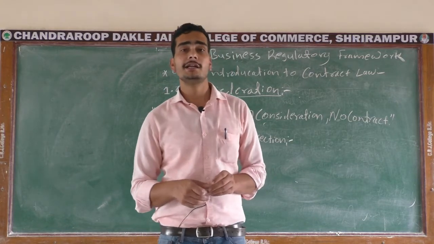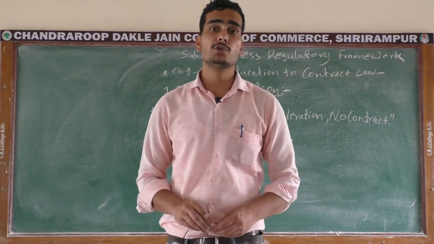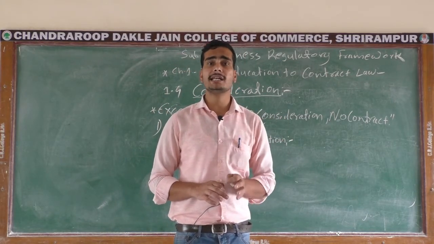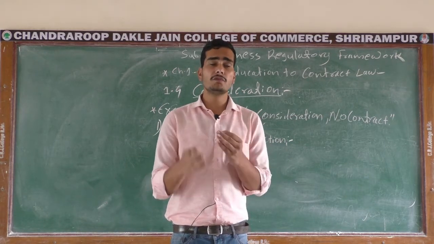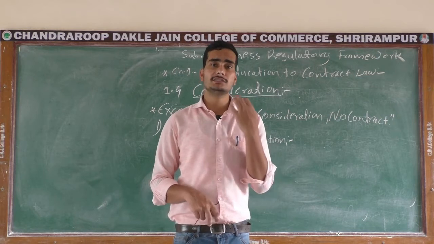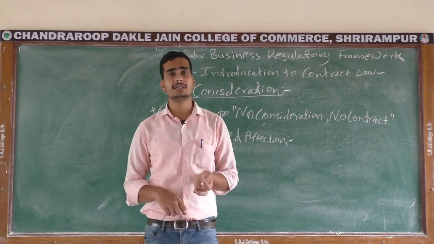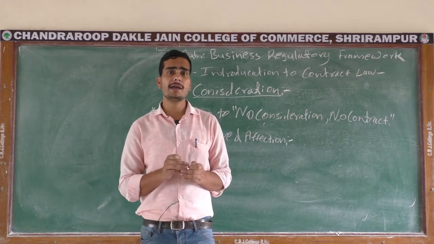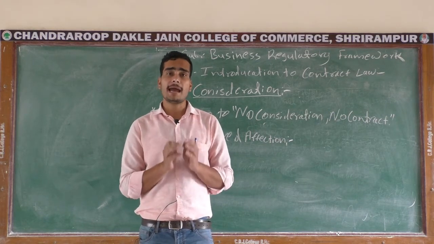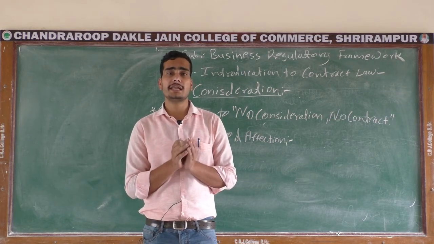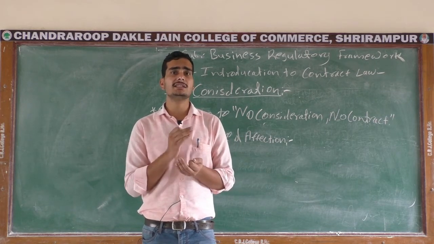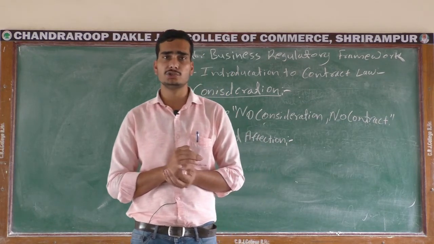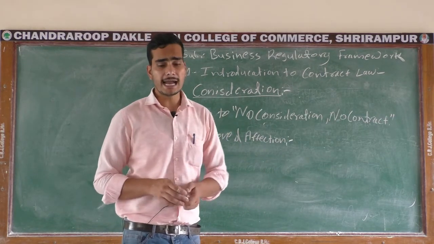The best example of that is your mother and father, who work for you from your childhood. They do not demand any type of consideration from your side. They do everything for your welfare, they provide you money, they teach you, they give you all the things you need. Why? Because they love us, they are natural parents, and they give on the basis of natural love. So in such a contract they do not demand any consideration. This is valid under the Contract Act 1872.